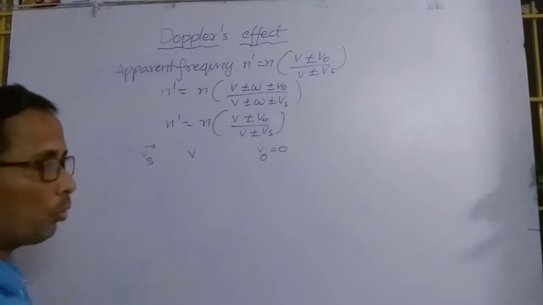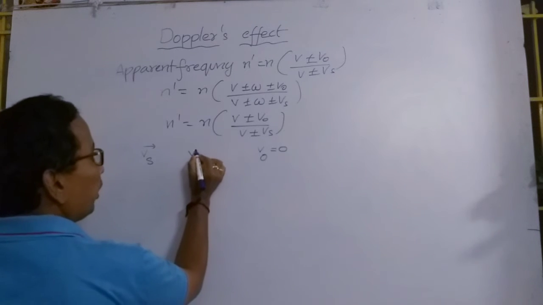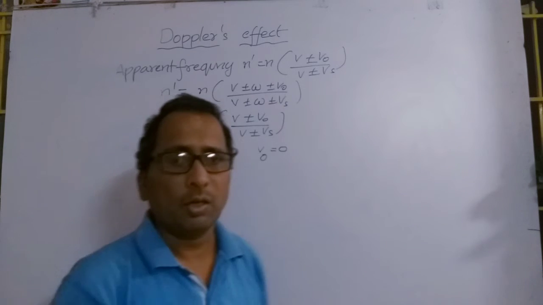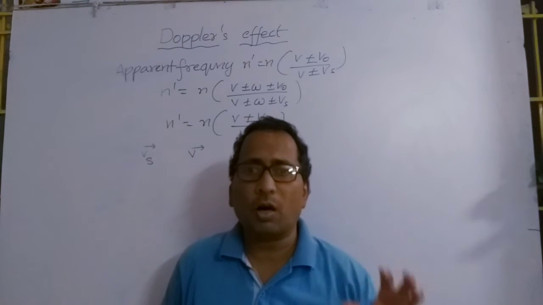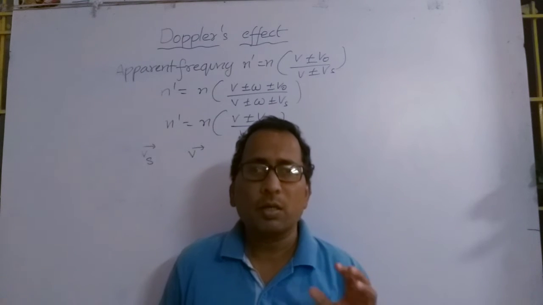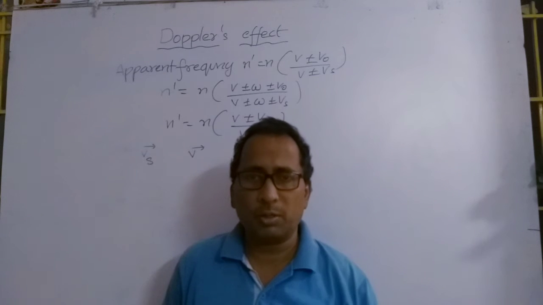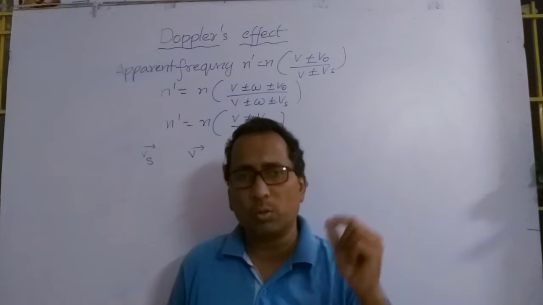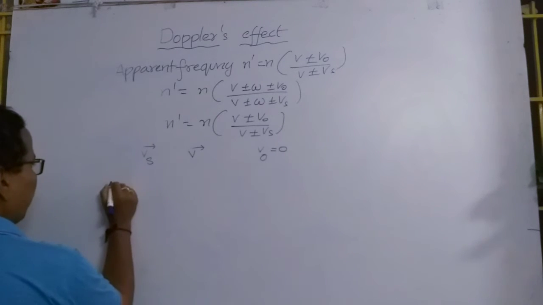But here you have to understand what is the direction of velocity of the sound. It is directed always from source to the observer. You have to remember that particular point. The velocity of sound is always directed from source to the observer. Why? Because sound is produced by the source only. Sound can be heard by the observer. That's why the velocity of sound is directed from source to the observer. You can write the formula here. Apparent frequency.